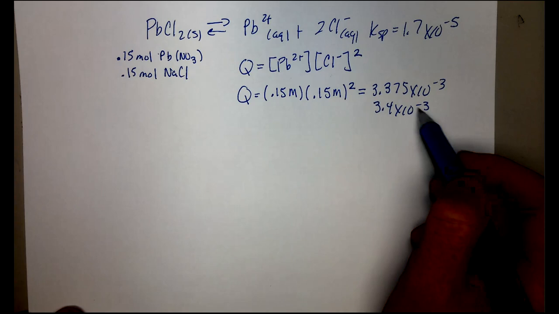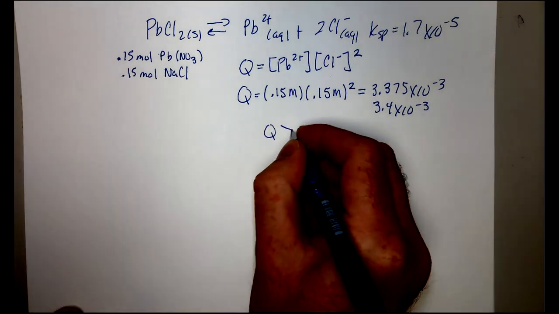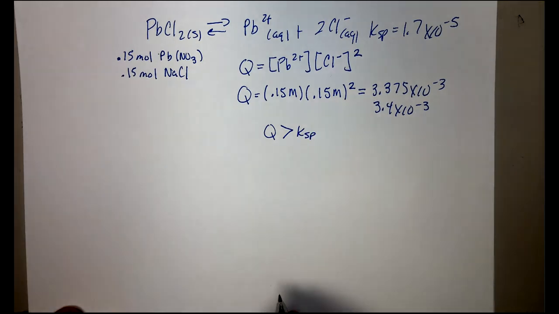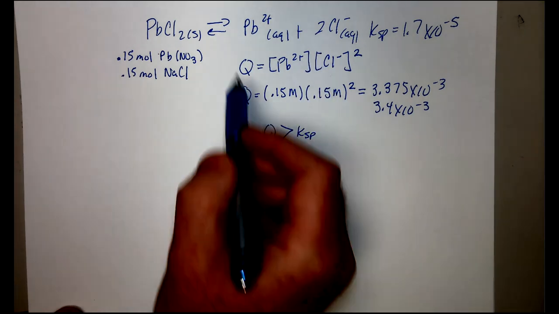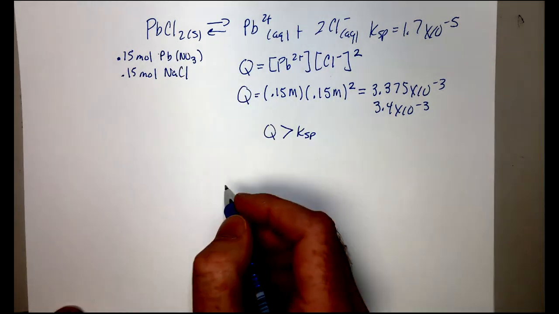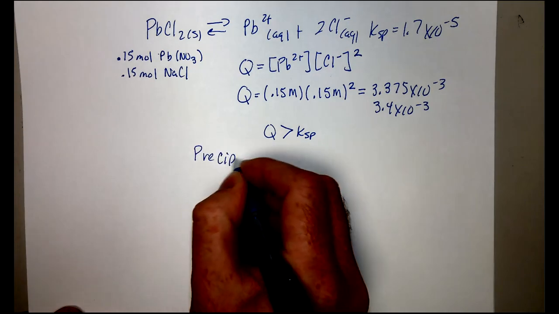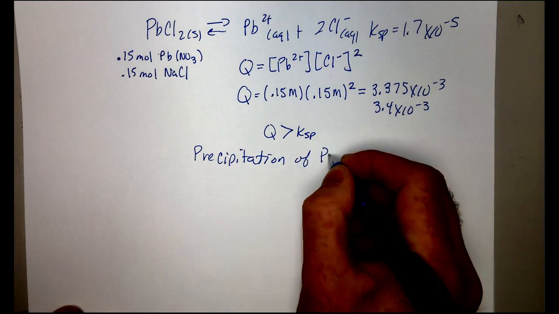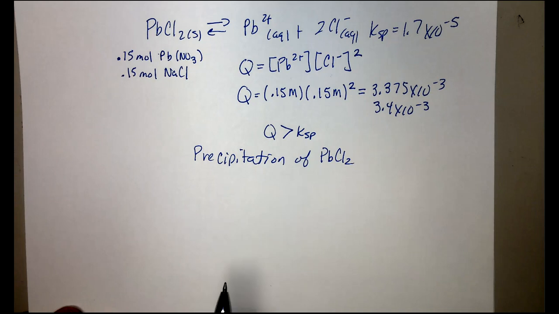It's a smaller negative exponent, so that means in our case Q is bigger than the KSP. That means I've got too many product ions, so if Q is bigger than KSP, I get precipitation. And so we will get precipitation of lead chloride until these two are equal. So the excess will come out of solution.